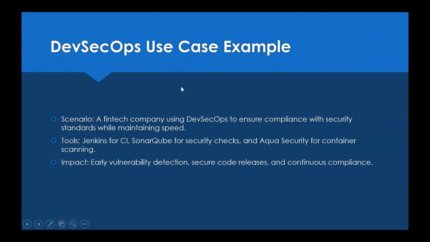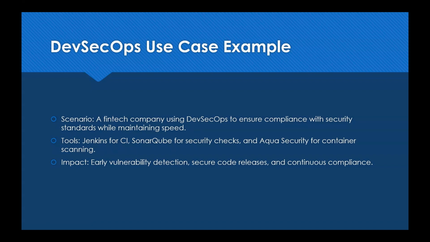Now let's discuss DevSecOps use case examples. A fintech company using DevSecOps to ensure compliance with security standards while maintaining speed. Generally, most fintech companies or banking sector companies use DevSecOps to add security to their pipelines or their code, because they generally require additional security for their websites or for their data. For DevSecOps, you can use tools like Jenkins for CI, SonarQube for security checks, and Aqua Security for container scanning. You can even use the Nexus IQ tool to scan your libraries and all in DevSecOps pipelines.